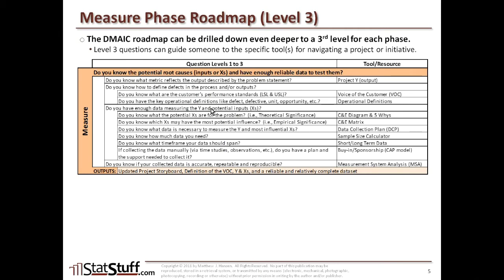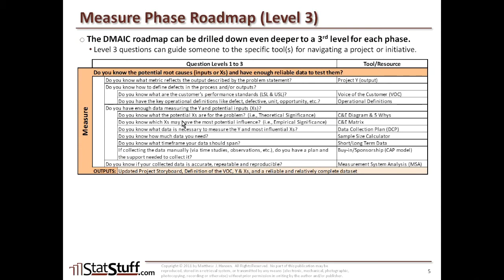Well, if you're not really sure about that, that's where you're going to begin to ask all these third level questions. We're going to start off with, do you know what the potential X's are for the problem? That is, those things that are expressing the theoretical significance, or the significance as what's logical, what makes sense from a theoretical standpoint. Well, it's the C&E diagram, the cause and effect diagram, or also called the Ishikawa diagram or fishbone diagram, as well as the 5 whys.